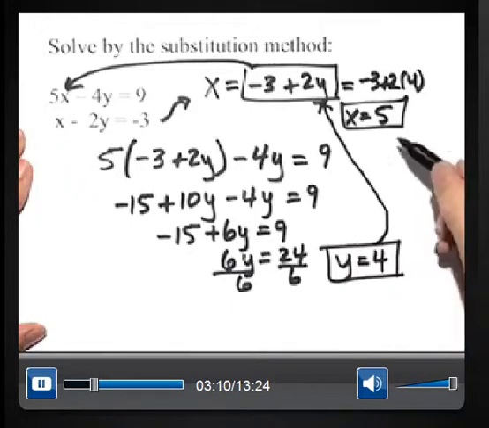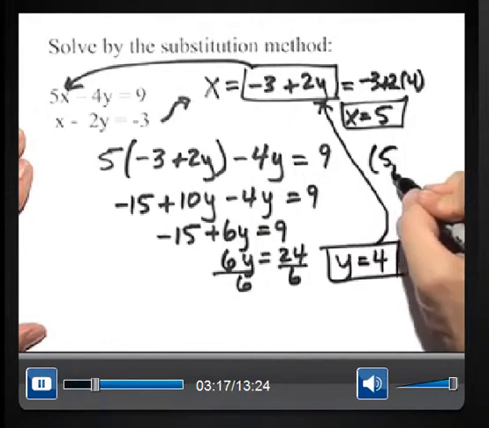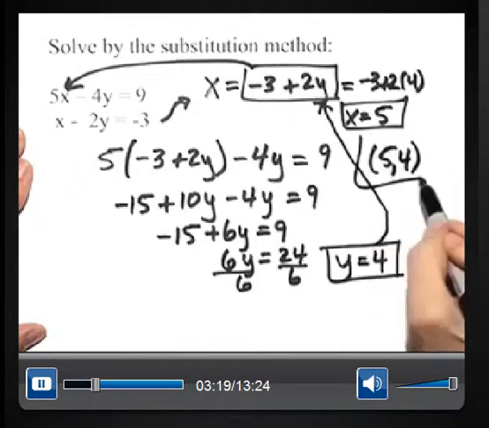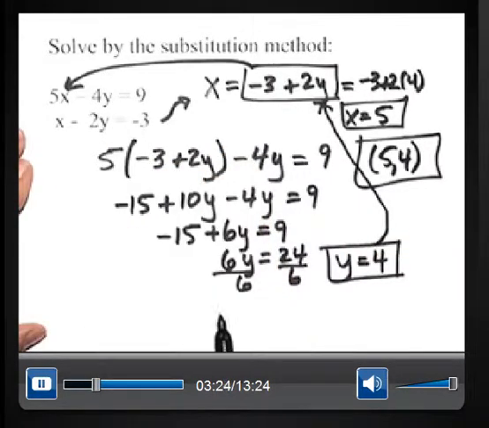We can also express this as a point, since a point consists of an x-coordinate and a y-coordinate. We can say our solution is the point 5, 4. What this means is if we were to graph these two, this would be the one point where the two lines would intersect and both be true at the same time.